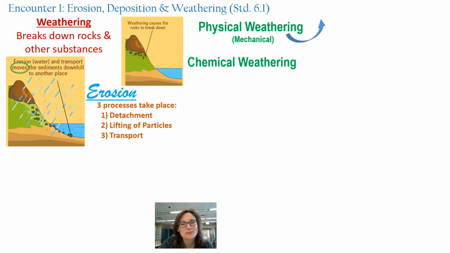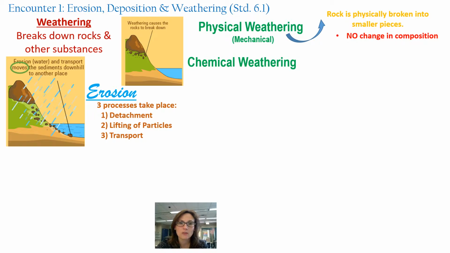All right, let's talk about physical weathering and what it is first. Physical weathering is where rock is physically broken down into smaller pieces. There is absolutely no change in composition. So in other words, you're not going to change form. You're not going to change one substance into another. There is no chemical reaction that takes place. A chemical reaction, by the way, is whenever you change one substance into another. You have reactants and then you have products. Not on the test, but I know you'd love to know it.